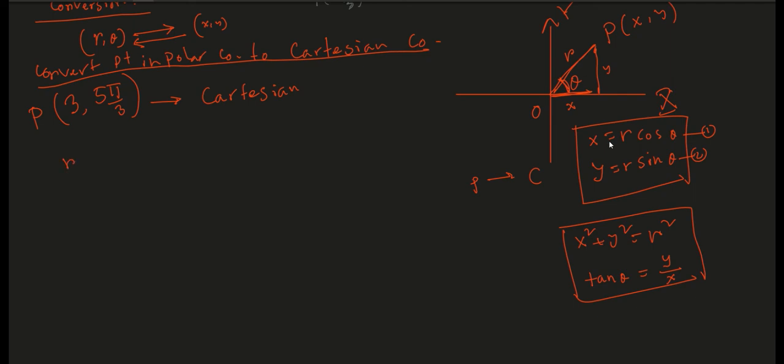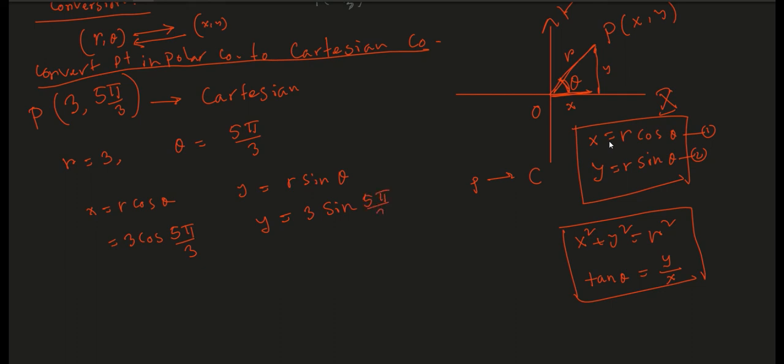So here r equals 3 and theta equals 5 pi over 3. To get the converted value, we use formulas 1 and 2. We write x equals r cosine theta and y equals r sine theta, and then we substitute the values: x equals 3 cosine 5 pi over 3 and y equals 3 sine 5 pi over 3.